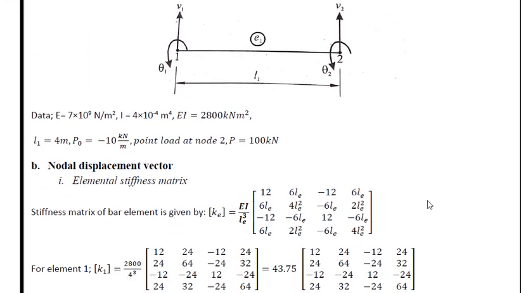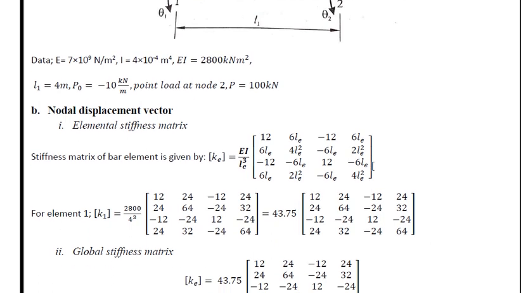So now we will move on to the next step. The next step is to write the elemental stiffness matrix for each element. Then we have to add those stiffnesses to form one global stiffness matrix. Here, since there is only one element, there will be only one stiffness matrix. So elemental stiffness matrix itself will be global stiffness matrix.